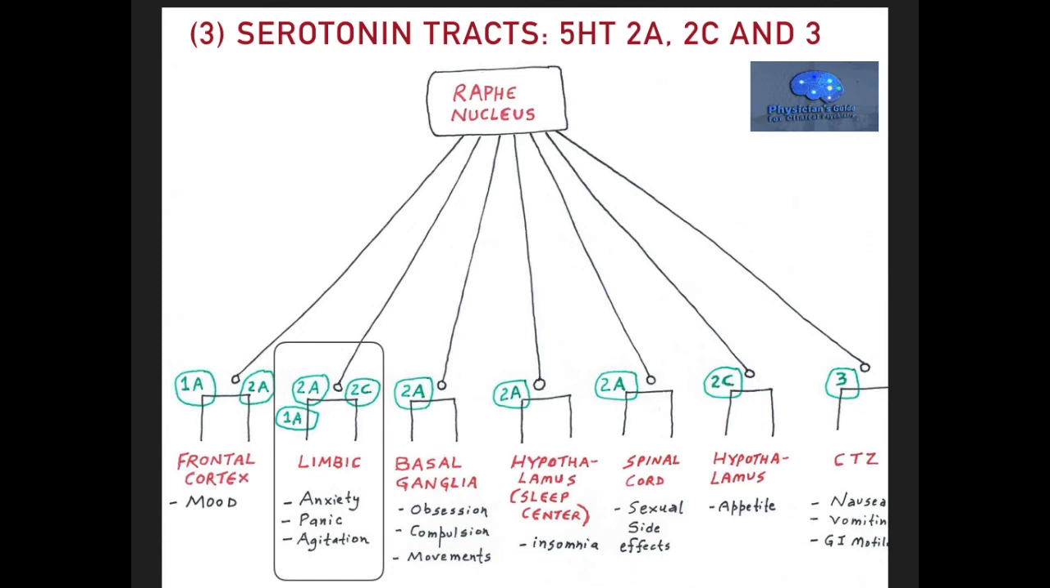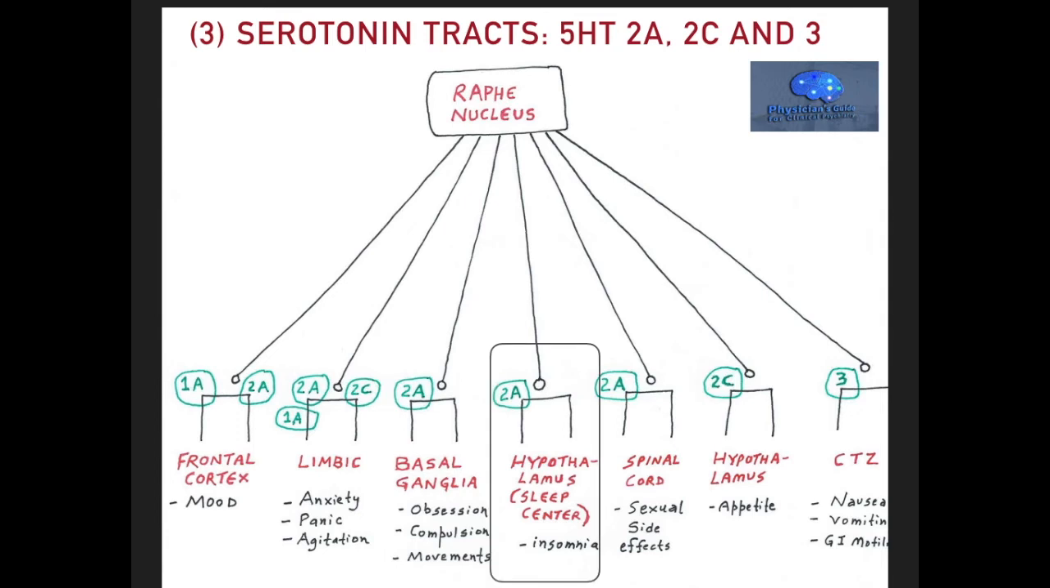Now let's move on to our third projection, which is to the basal ganglia. Here again, serotonin 2A is implicated. You will notice the importance of serotonin 2A. Now, the serotonin 2A projection here on the basal ganglia is responsible for the obsession and compulsion aspect. And also, this is responsible for abnormal movements through the basal ganglia projection. Now, moving on to the next one, which is the hypothalamus. Well, this projection to the sleep center of the hypothalamus is responsible for insomnia or increased sleep.